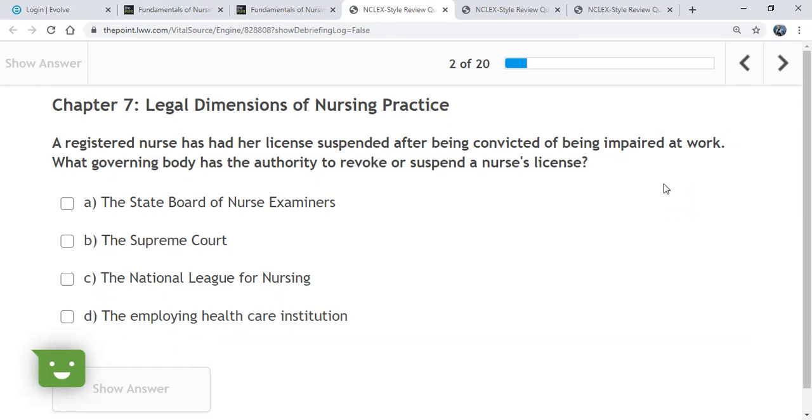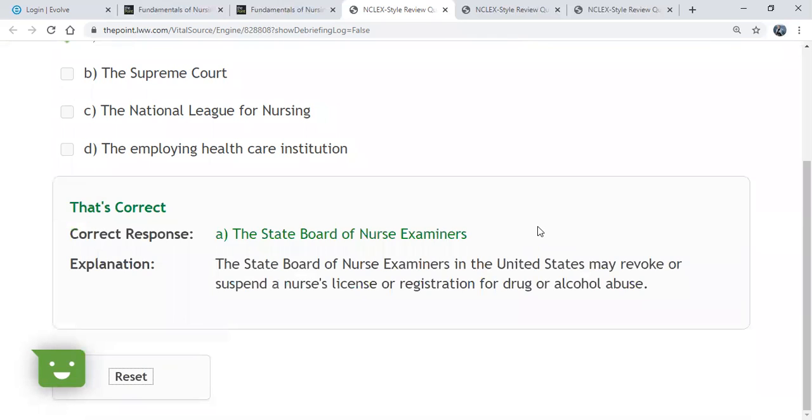Okay, a registered nurse has had her license suspended after being convicted of being impaired at work. What governing body has the authority to revoke or suspend a nurse's license? A. Why did you say state board? Okay, the State Board of Nurse Examiners in the United States may revoke or suspend a nurse's license.